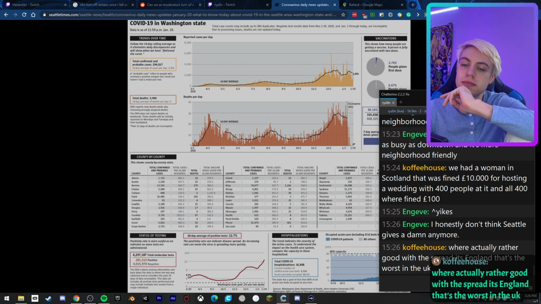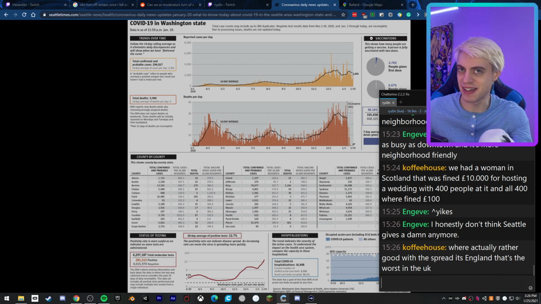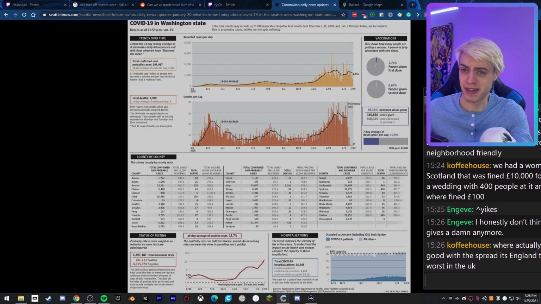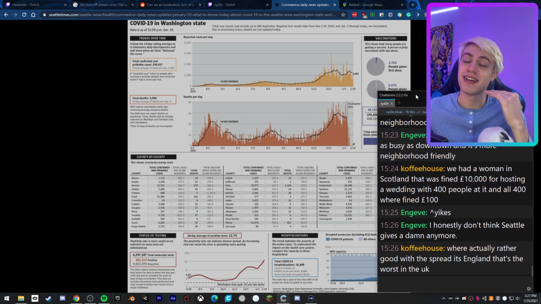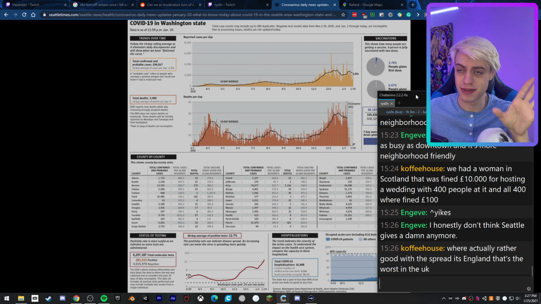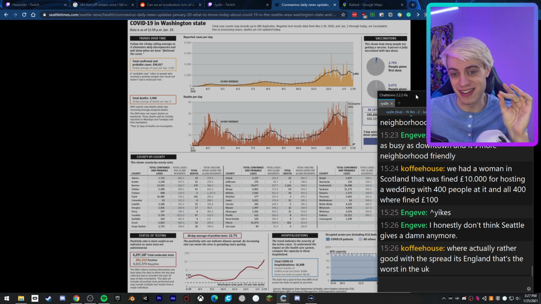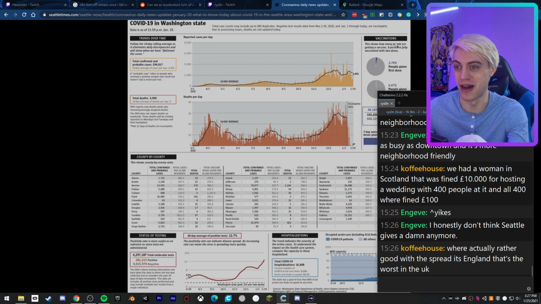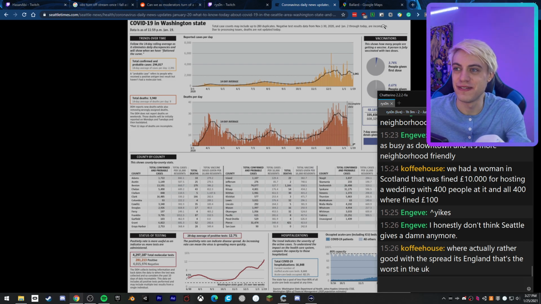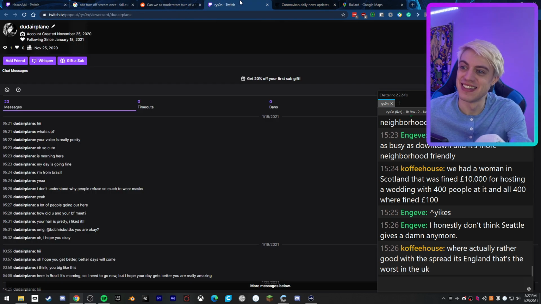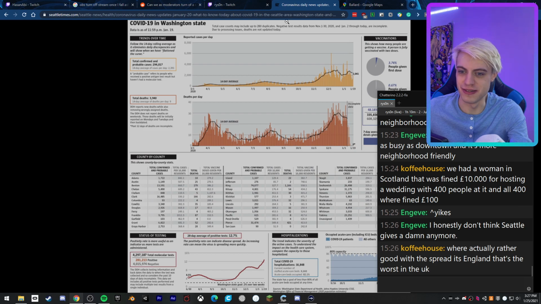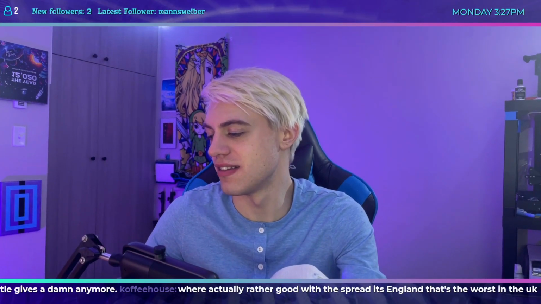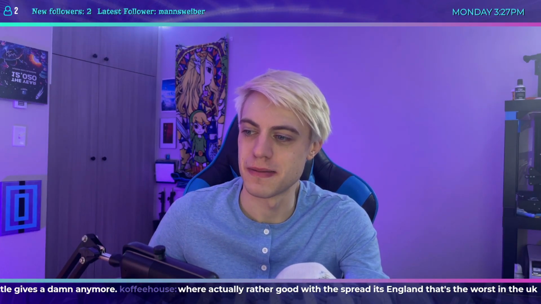We're actually rather good with the spread. It's England that's the worst in the UK. Of course it's England that's the worst. Yeah, nobody's blaming Scotland for what's happening in the UK. Like, trust me, us Americans don't know much about what's going on in the rest of the world. Trust me on that. We're American. We are ignorant of everything. But nobody thinks that Scotland's the problem. It's fucking England that's the problem. I feel so bad for you guys. You guys are really getting the worst of their bullshit lately.